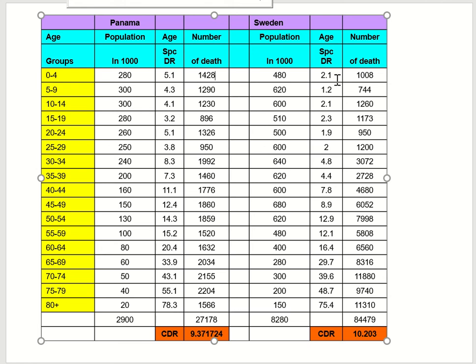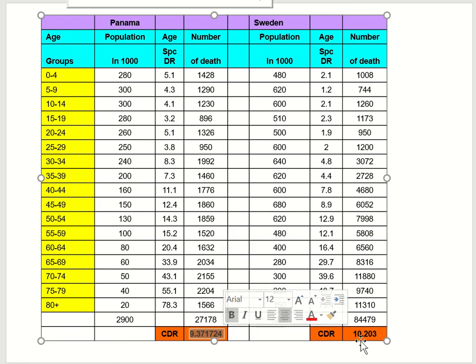I do the same for Sweden. It's 2 per 1,000, and I have 480,000. I multiply these together. I get 1,000 deaths in Sweden for that age group. And I do that for every age group for both countries. And at the end, you have the total number of deaths in Panama and the total number of deaths in Sweden. You have the total population size in Panama, the total population size in Sweden. And sure enough, if you divide the total number of deaths by the total population, that will give you the crude death rate for Panama and the crude death rate for Sweden. And sure enough, what you will see is a lower value in Panama versus Sweden.